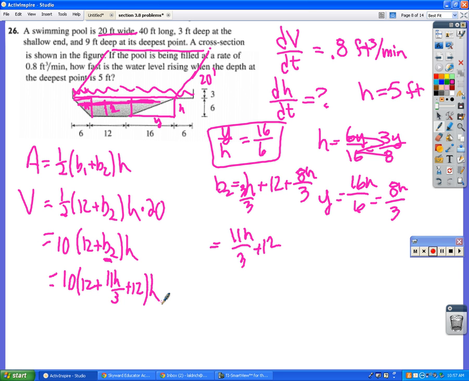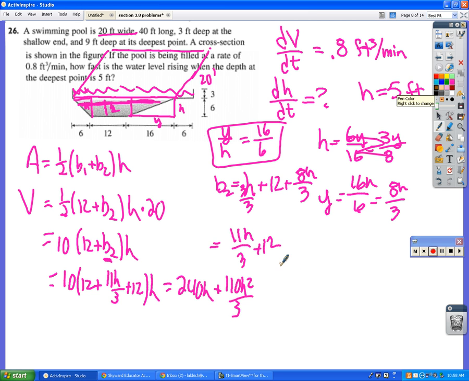Simplify, then take the derivative, then plug in, yes, that is the appropriate response. 12 plus 12 is 24, times 10 is 240, times h is 240h. 10 times 11 is 110h over 3 times h is going to be 110h squared over 3. And so that is what you get to take the derivative of: 240h plus 110h squared over 3. So what's the derivative of that mess?